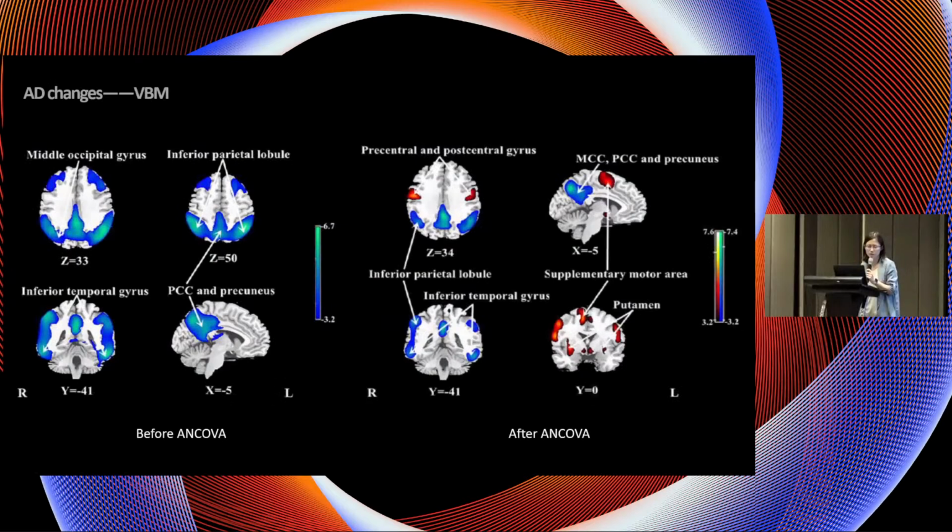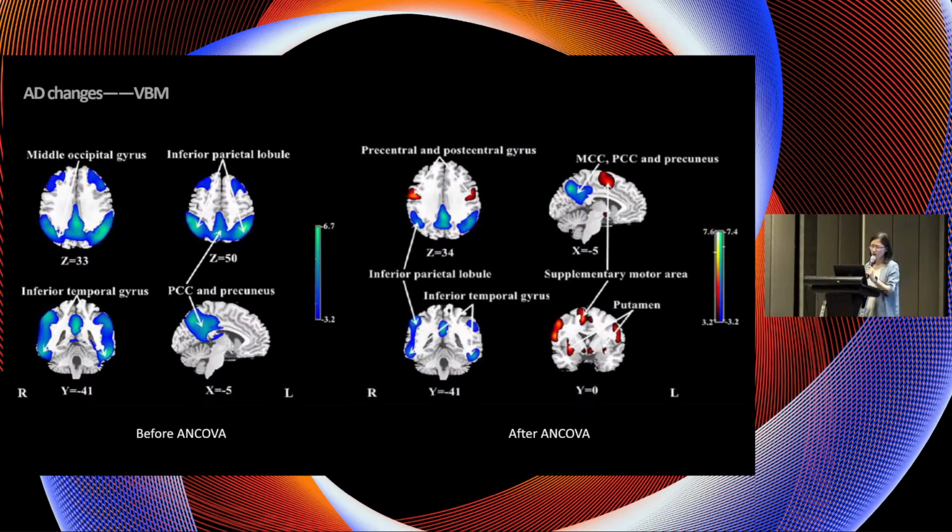Then we explore the VBM changes in AD patients. We can see that before ANCOVA, in AD patients, there is an absolute decrease in CBF in bilateral middle occipital gyrus, bilateral inferior parietal lobule, bilateral inferior temporal gyrus, and bilateral posterior cingulate and precuneus.